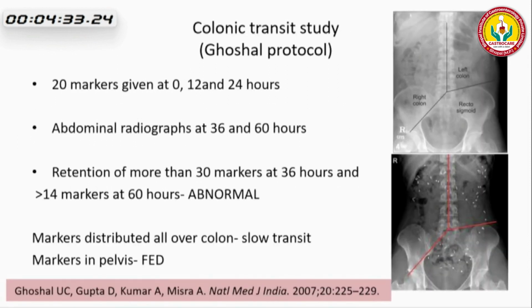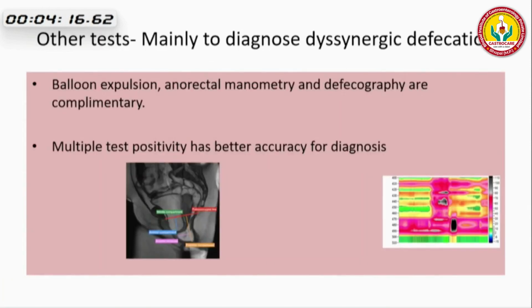Colonic transit study is a simple test in which 20 radio-opaque markers are given at 0, 12, and 24 hours, and radiographs are taken at 36 and 60 hours. If more than 30 markers are retained at 36 hours and more than 14 markers at 60 hours, the test is considered to be abnormal.